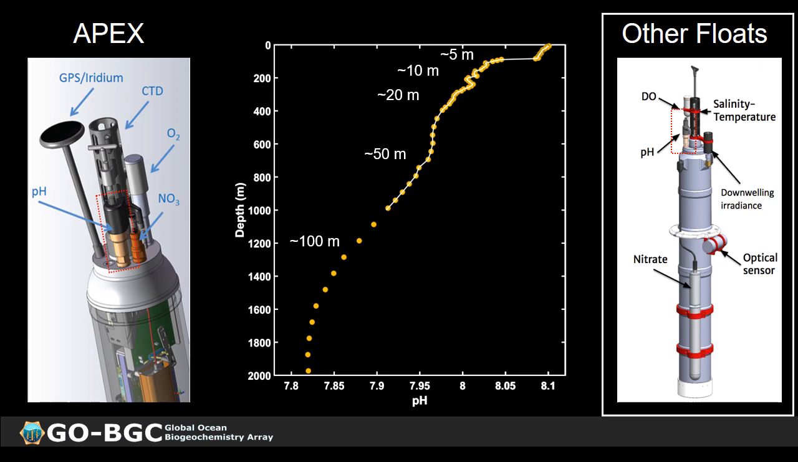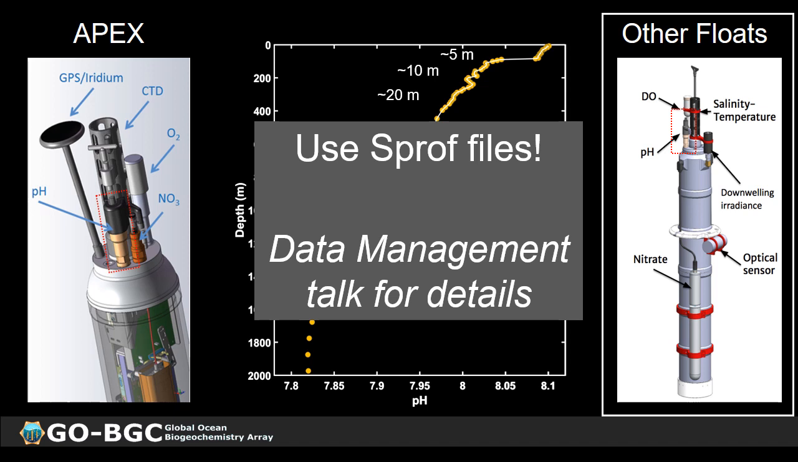But what this leads to sometimes is that there's a mismatch in the pressure grid between the CTD and also biogeochemical sensors, such as pH. And so rather than merging those pressure grids by yourself, if you access the S profiles on the Argo data centers, this merging of the pressure grids has already been done for you. So we highly recommend, if you want to use BGC float data, use the S profiles through the Argo system. And for details about the file structure, please see the data management talk that is available on the workshop website.